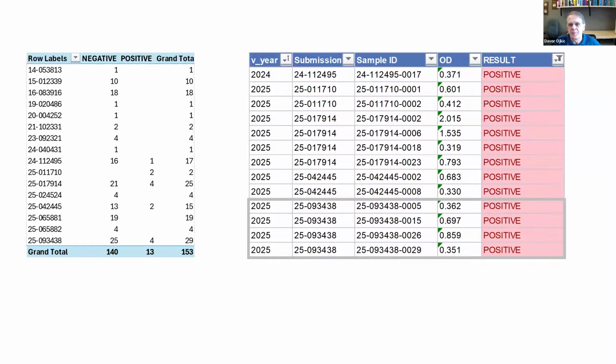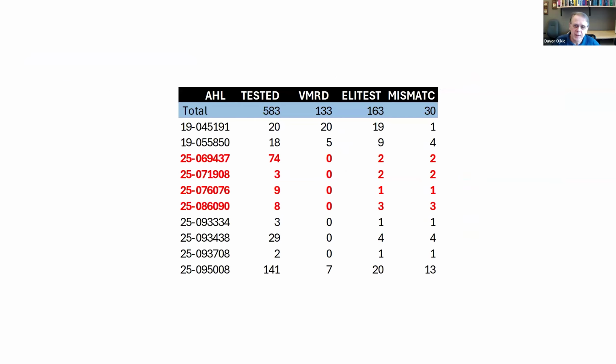And there were some that were occasionally reactive since 2024. Now, for this last submission, I didn't have those older samples to run VMRD on, but the last ones that were negative by VMRD were somewhat less positive than the ones that matched before. And I keep on looking.